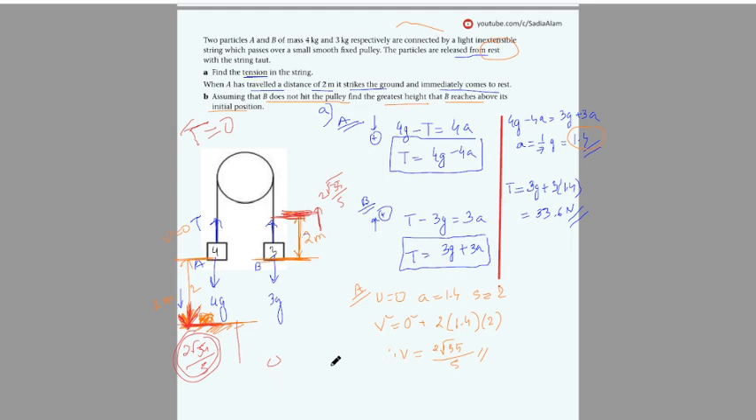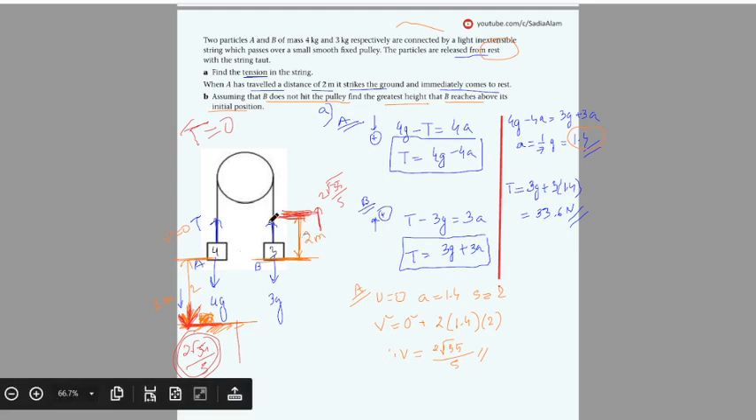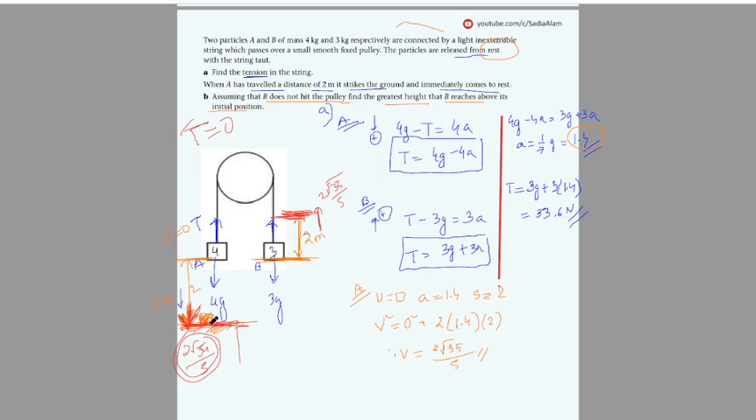So when the string becomes loose, there's no tension. It's not tight anymore, right? So tension equals 0. When A hits the ground, it's not moving in downward direction, and it just stops moving because it is at this point where it cannot move. It just hits the ground. So that's when the string becomes loose and tension is 0. So the acceleration we solved is no longer applicable anymore, because that's the acceleration because of the tension in the string. If that tension is not applicable, you cannot use 1.4 anymore.